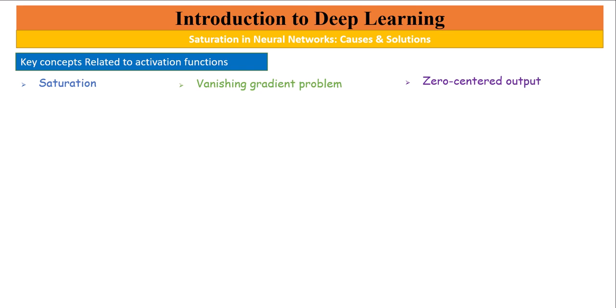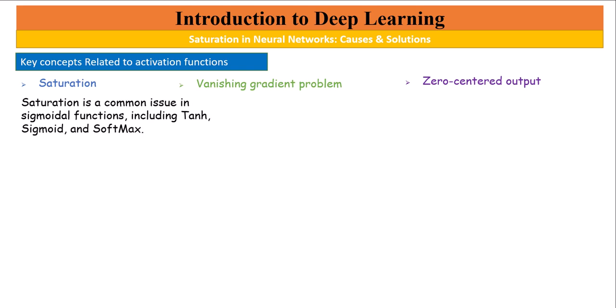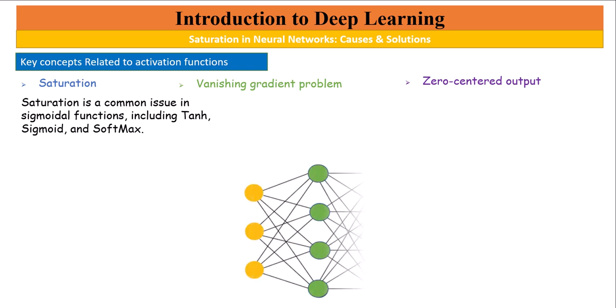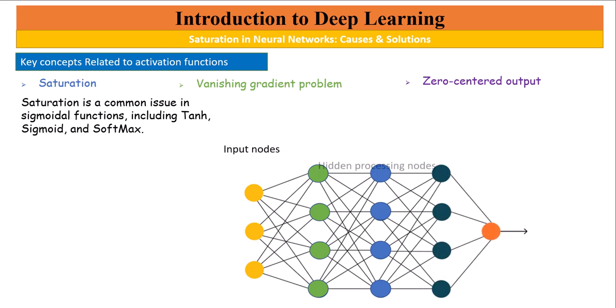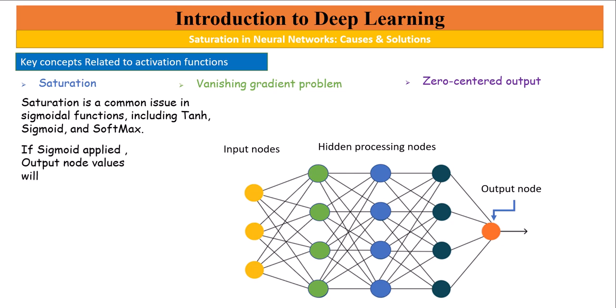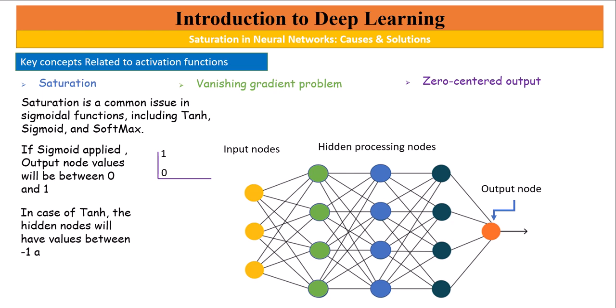Saturation is a common issue in sigmoidal functions, including tanh, sigmoid, and softmax. So let's explain the concept of saturation with respect to tanh and sigmoid functions. A neural network classifier consists of input nodes, hidden processing nodes, and output nodes. If the sigmoid activation function is applied to the output layer, the output node will have a value between 0 and 1. When using the tanh activation function, the hidden nodes typically have values ranging from -1 to +1.